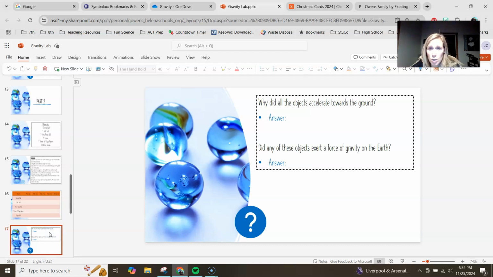So they should have answered the question, why did all the objects accelerate towards the ground? That would be due to gravity. Did any of these objects exert a force of gravity on Earth? Yes, anytime you have one force being exerted, there's also an equal and opposite force in the other direction. So when you did the PhET gravity and orbits the other day, you saw the 2 purple lines or the blue arrows that showed, all right, this is the arrow pulling the sun in from gravity, and then this is the arrow from the Earth on the gravity.